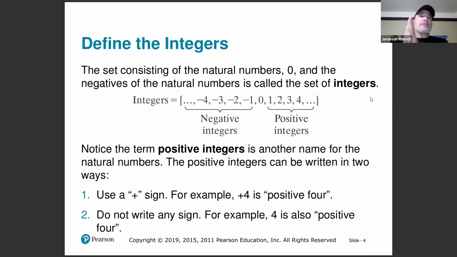The integers are the set consisting of the natural numbers, 0, and the negatives of the natural numbers. So 0, 1, 2, 3, 4, 5, and their negatives, -1, -2, -3, -4, and so on and so forth. The addition or positive sign is for positive numbers, and the negative sign or subtraction sign is for negative numbers.